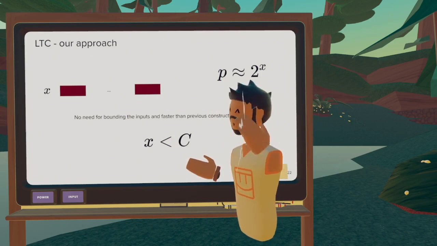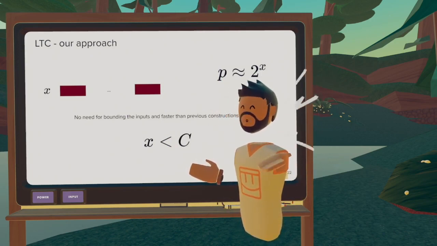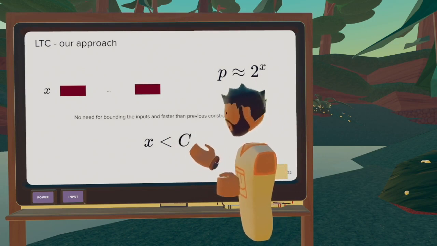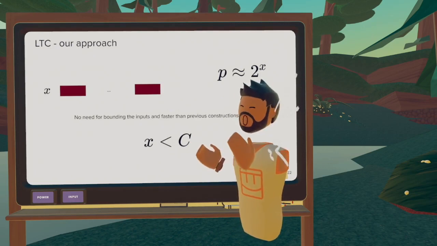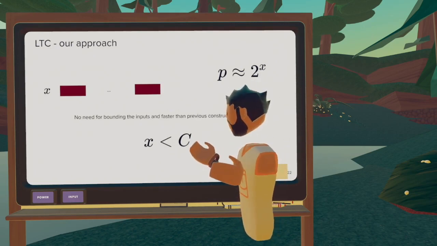So malicious parties can input whatever. Our protocols will still work because there's no input bound for x. So that's pretty cool. And when we're doing operations, we also need less data to store things. So we're gonna see later that. Actually, I'm going to show you now.